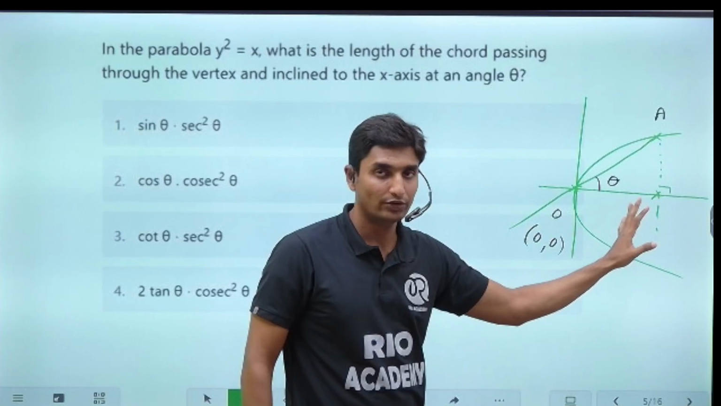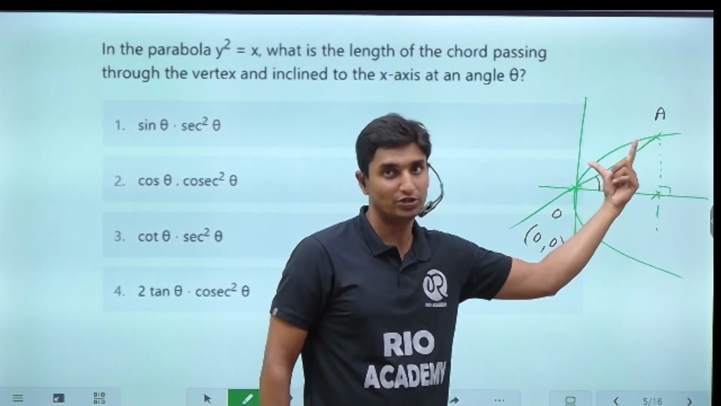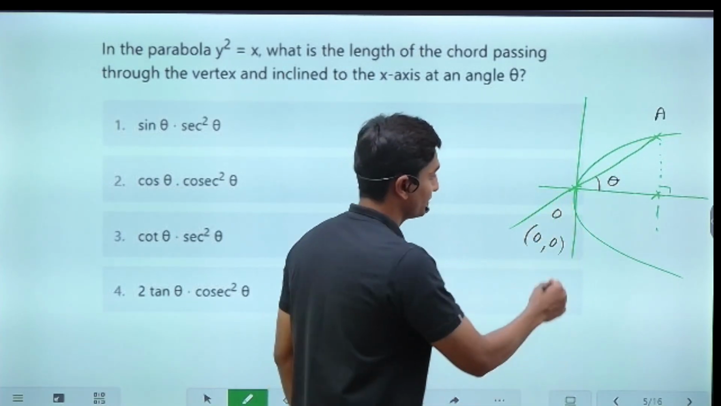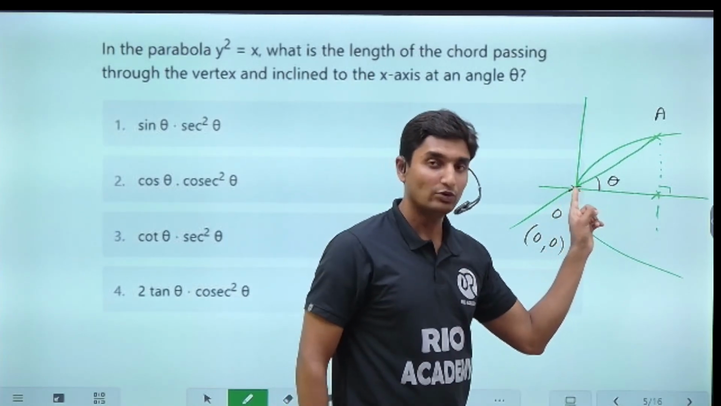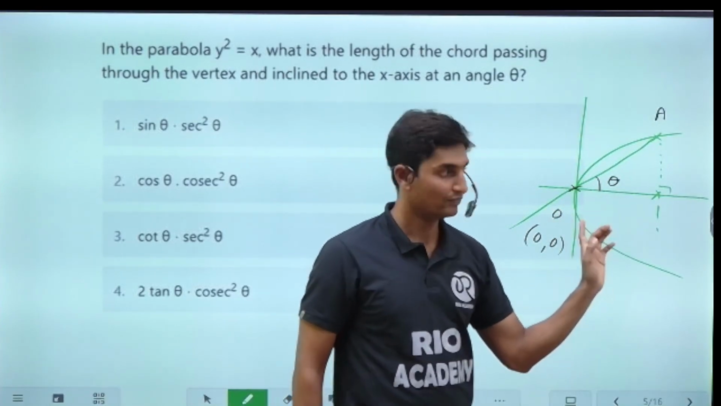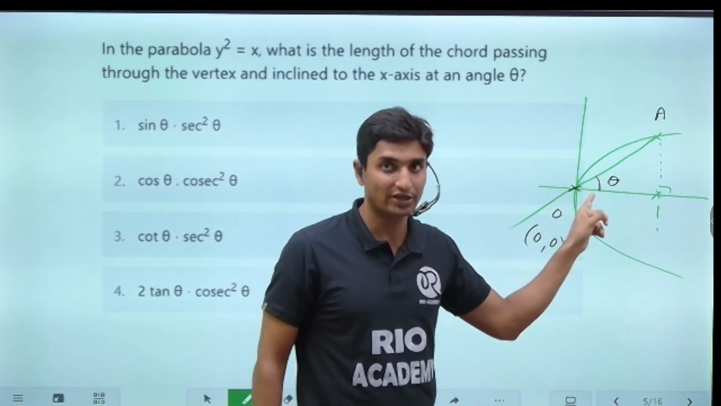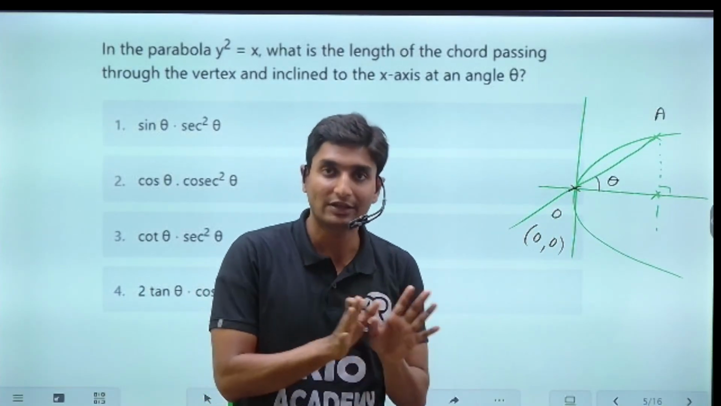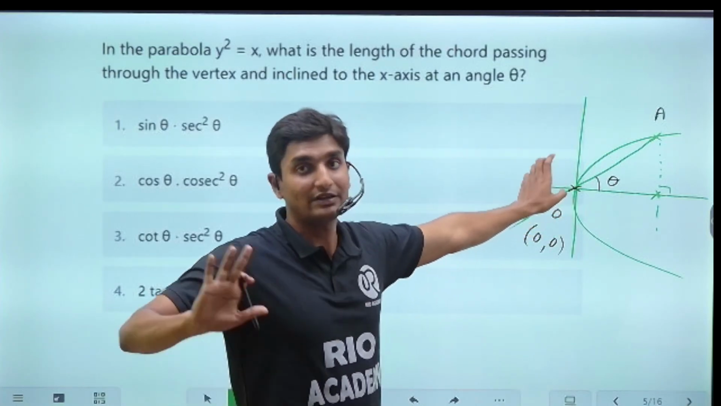Now here we are going to assume the length of this particular chord to be a constant. We'll take that to be constant. Okay, and now here is one more doubt many of the students might get. Is it necessary that we have to take this vertex at the origin only or not? This vertex is the point of intersection. I have taken that to be at the origin. You can take it anywhere else if you want.